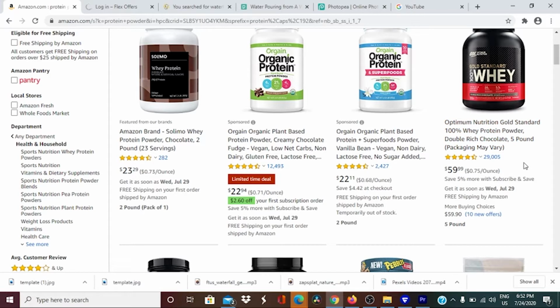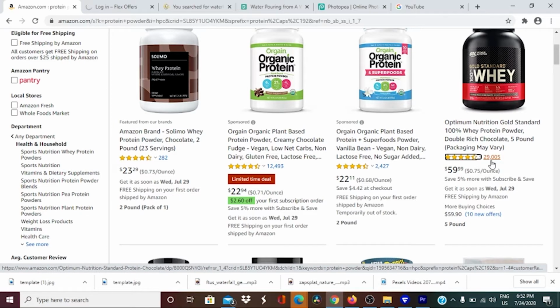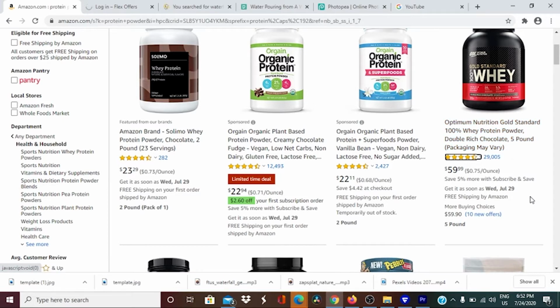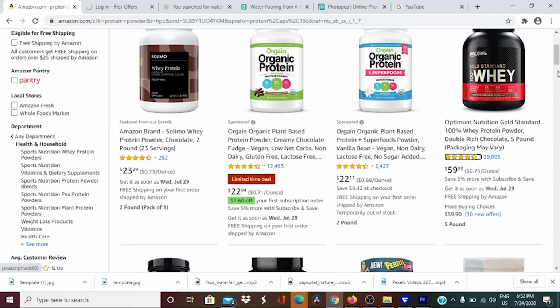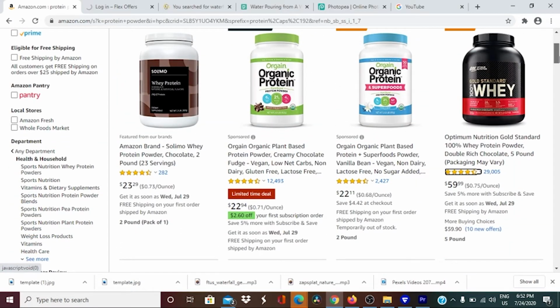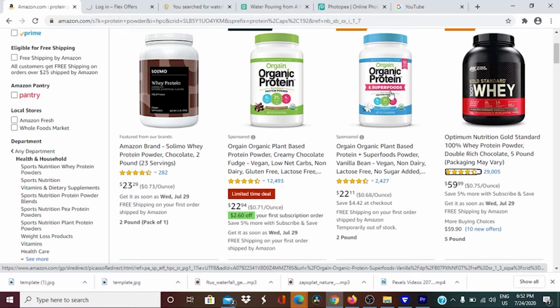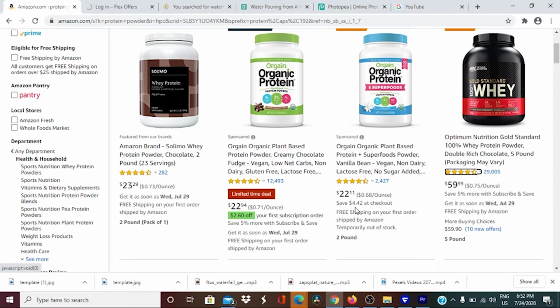You want to check a product that is good, that has good reviews, and that means the product is good. Look at this product, 29,000 reviews, and it's pretty good. Optimum Nutrition Gold Standard 100% whey protein powder. I was thinking of a plant-based product, so look at this organic product. 12,000 reviews is good. So let's look around. This is the same thing, Superfoods. I guess different sellers, probably the same seller.